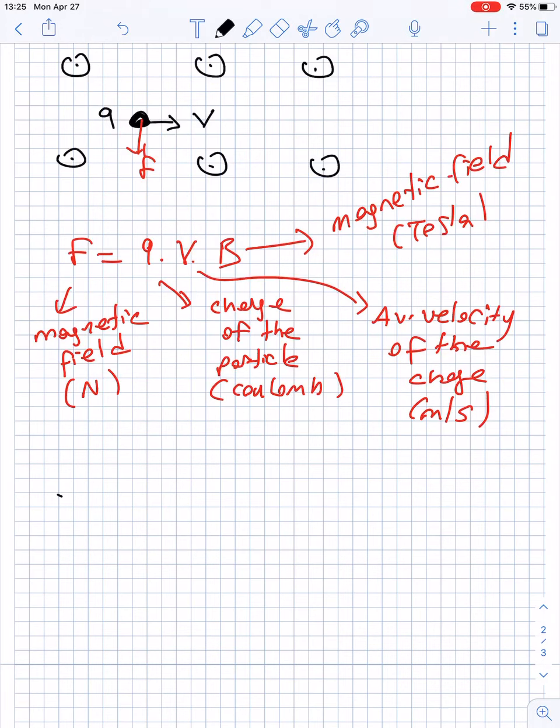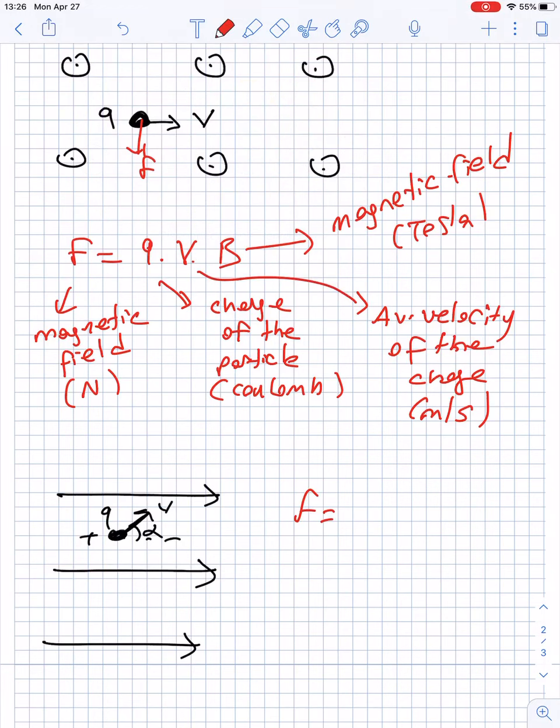Next, in a magnetic field, if we have a positive charge moving with a velocity but at an angle, how can we find the magnetic force, magnitude and direction? We use the same formula: F is equal to Q multiplied by V multiplied by B and sine alpha.